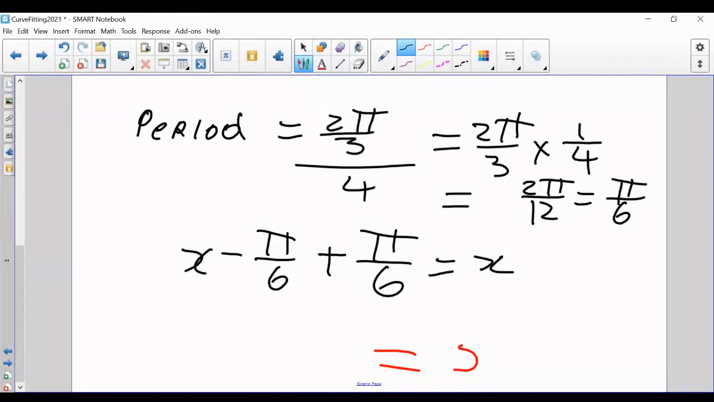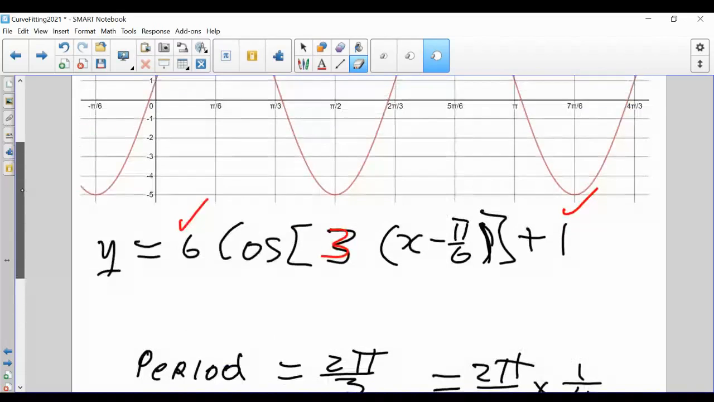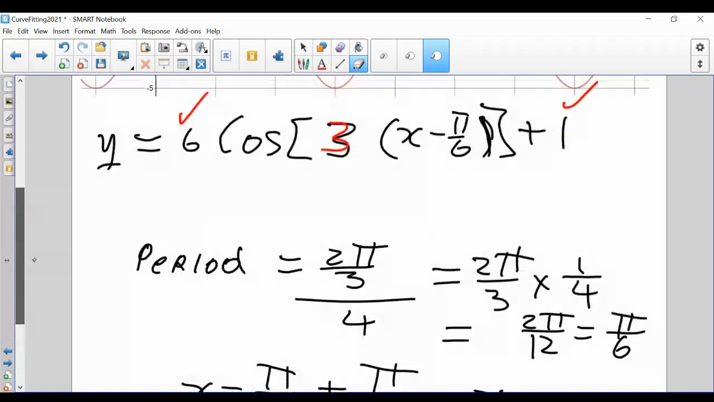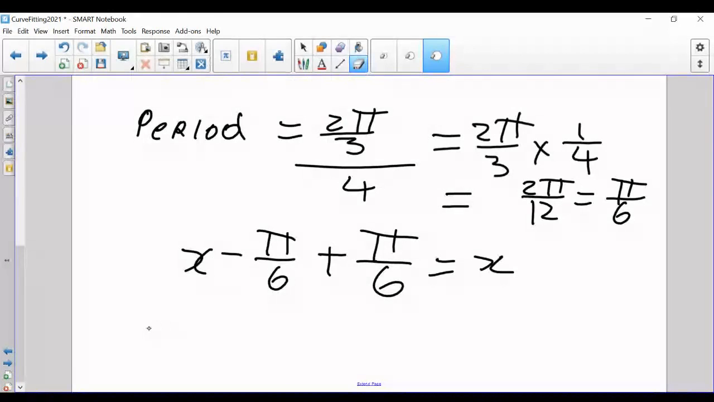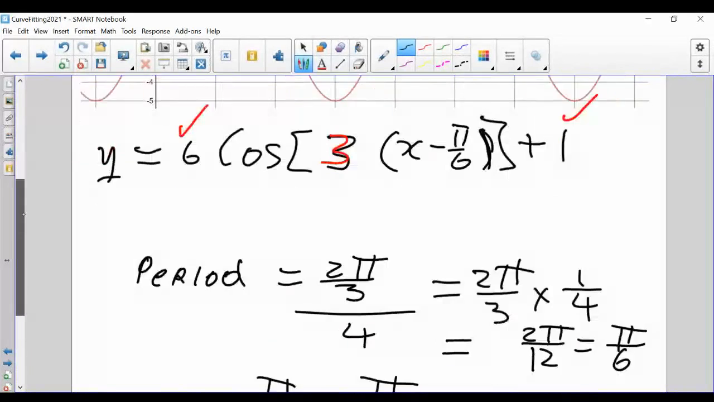So our function should be everything else that we had before, but we actually don't have a phase shift anymore. Okay, we actually don't have a phase shift anymore. So what we had before was 6 cosine. So now that means that y is equal to 6 sine, still 3.